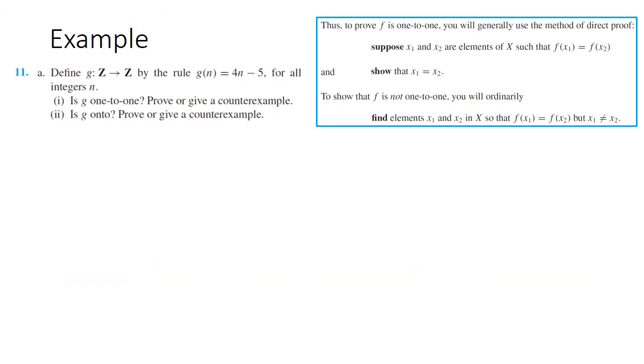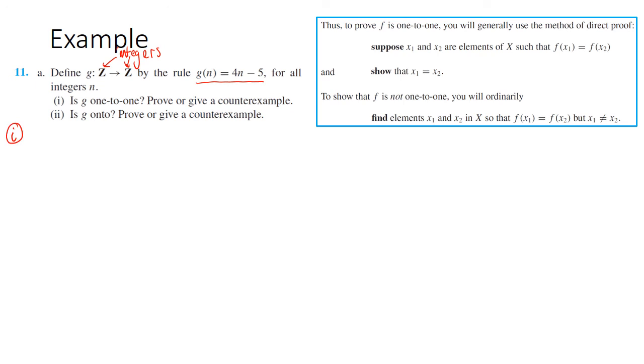Okay, so let's look at an example here where we're going to prove or disprove that a function is one-to-one and onto. So define little g from the integers to the integers. This symbol here is the integers. By the following rule, g of n equals 4n minus 5 for all integers n. So part 1, is g one-to-one? Prove or give a counterexample.